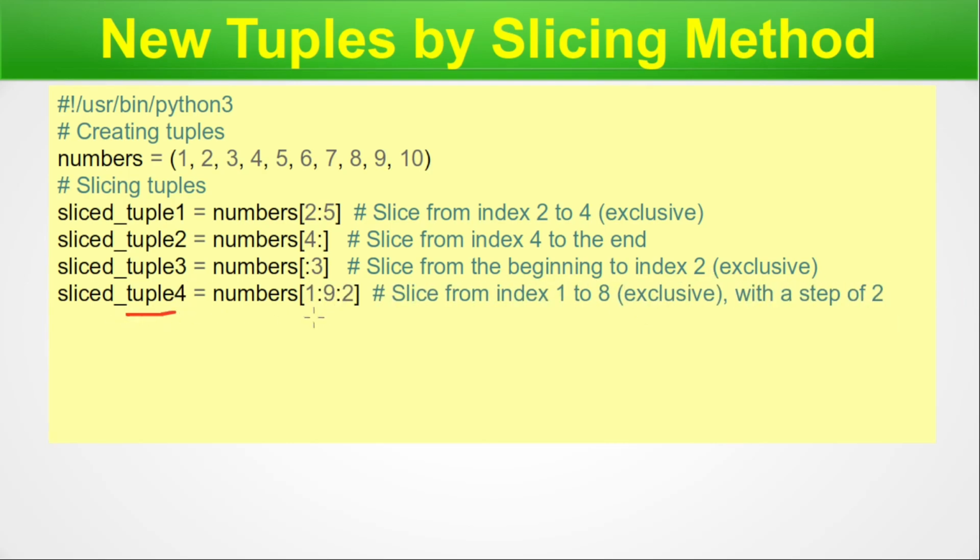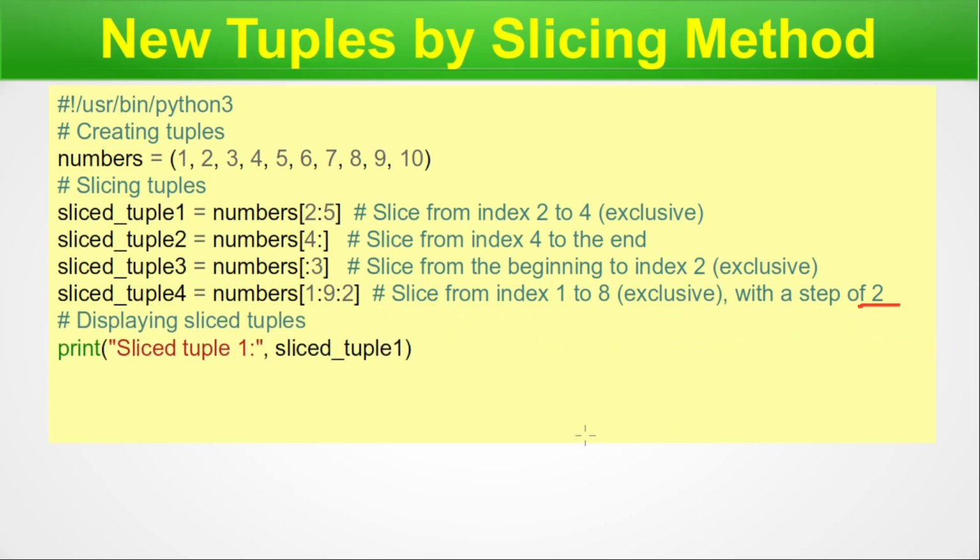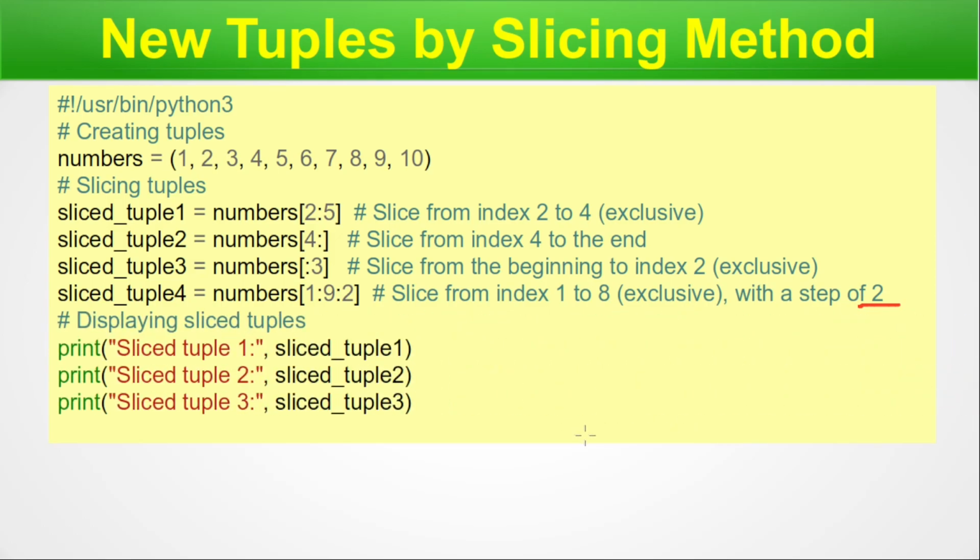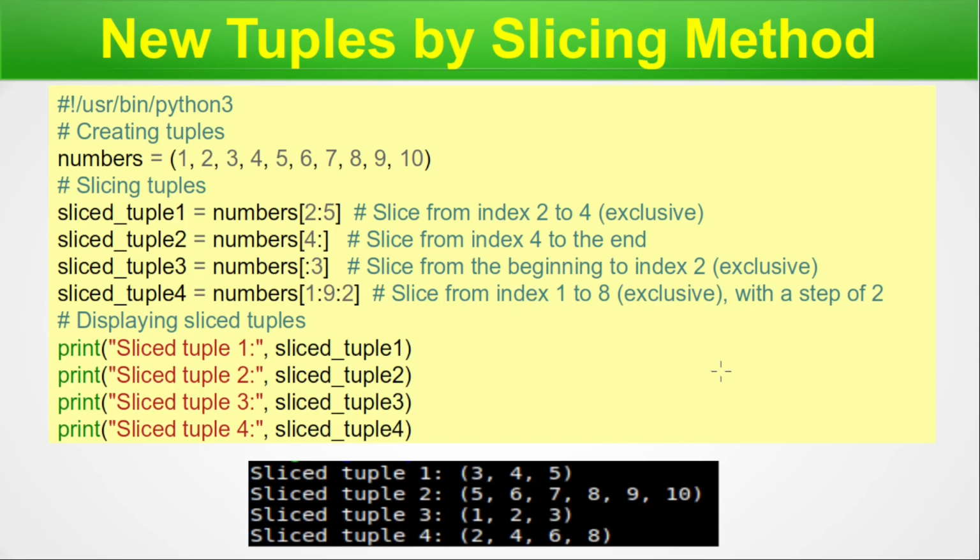Next, our tuple 4 is numbers, 1:9:2. Where does this 2 come from? This is nothing but a step of 2, starting from index 1 up to index 8 with a step of 2. Now, displaying the sliced tuples, we write the first print command, second, third, and the fourth one. For all these tuples, we print them separately, and once we execute this code, we get this.